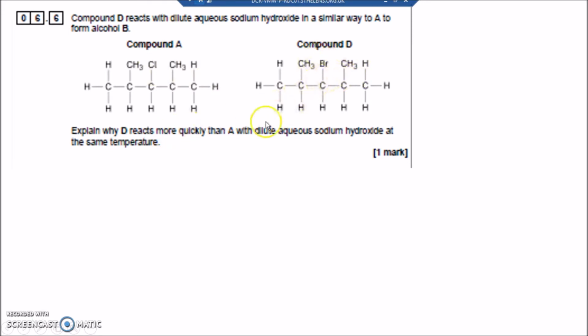Why would D react more quickly than A? It's simply because this bond between the C and the Br breaks more easily. It's weaker. So you can say the C to Cl bond here is stronger than the C to Br bond, or the C to Br bond is weaker than the C to Cl bond.